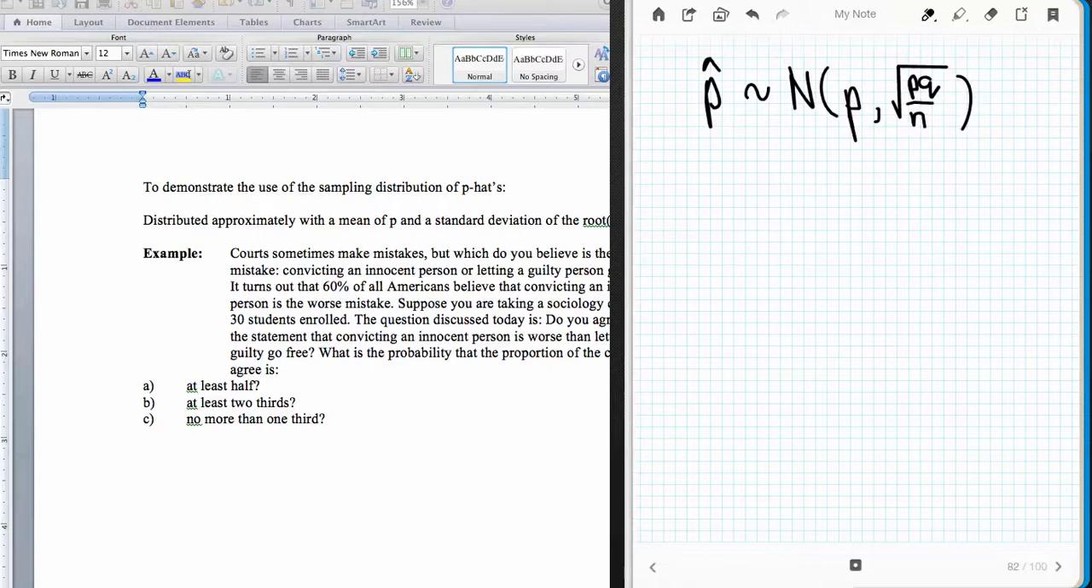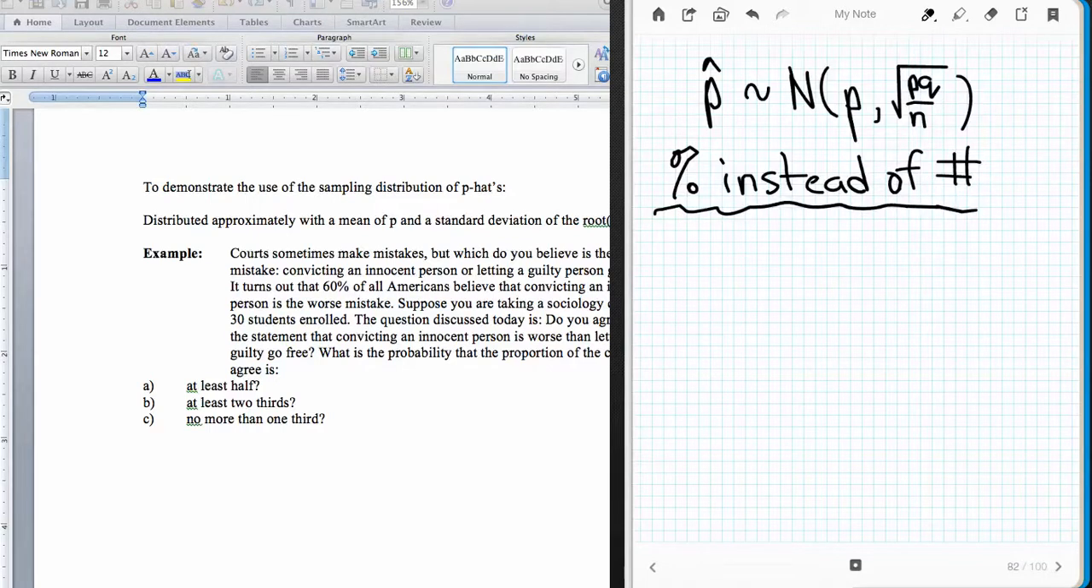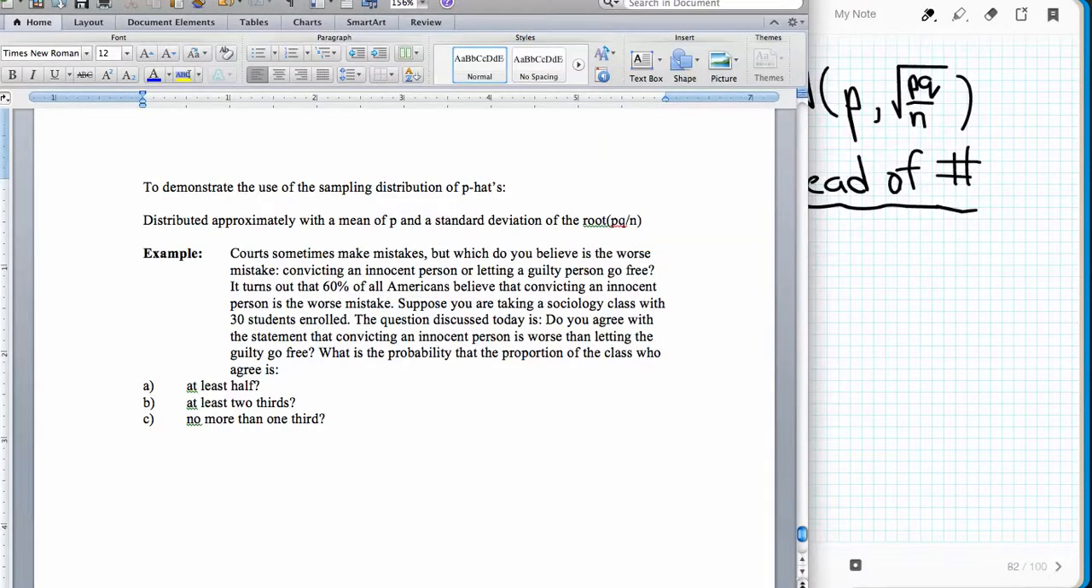So what this is equivalent to, or when we would use this, is when we are seeing percentages instead of numbers. So in the last two examples, we saw 70 out of 100 mosquitoes, 32 or more out of 120. And that's why we used what we did then. This time around, we have percentages instead of the numbers. And so this is the example that I've chosen.